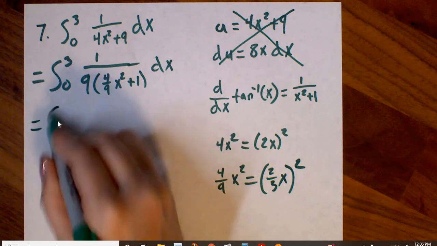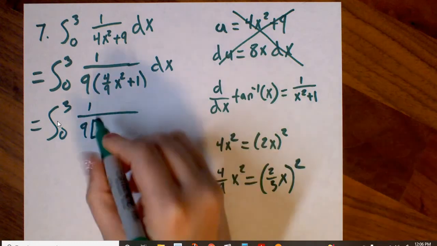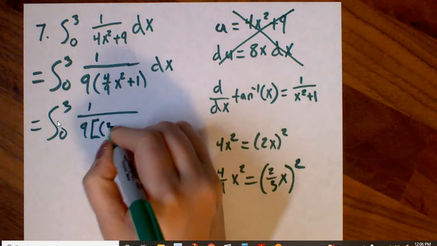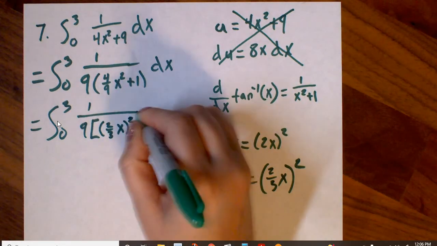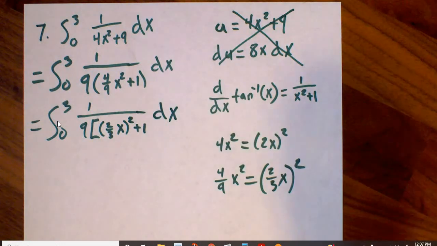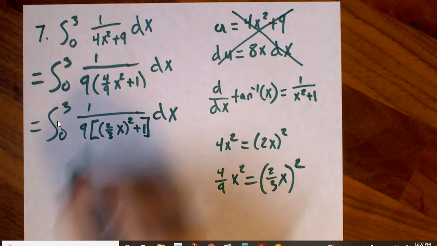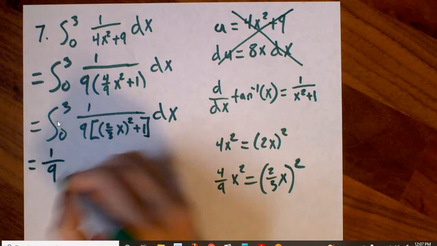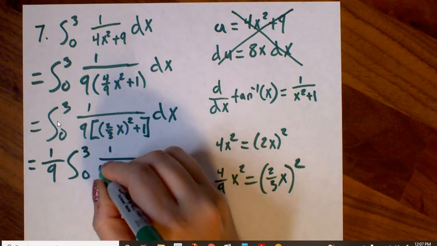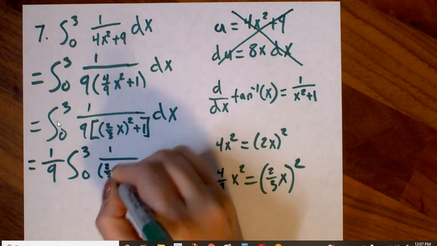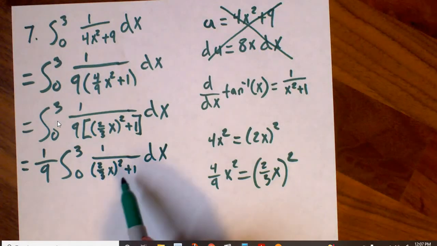So now I have 2/3 x quantity squared plus 1 dx. So my 1/9 is a constant, so I'm going to bring that out to the front. And now notice that it is in that form that we want.